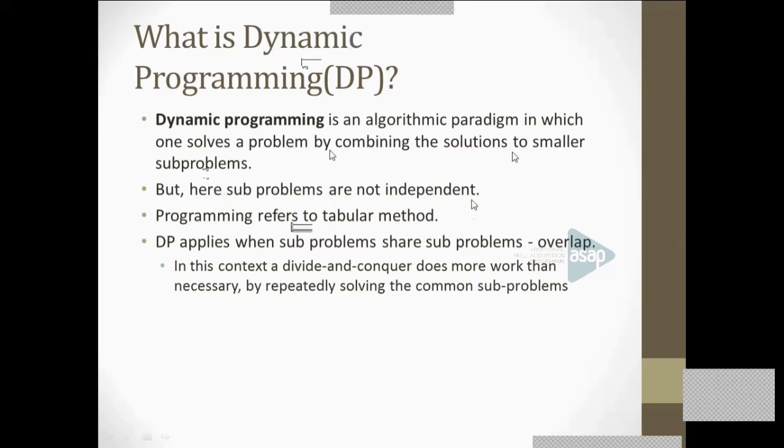Here the subproblems are not independent, whereas in the case of divide and conquer, each subproblem is independent. Here comes the difference. Here the subproblems are not independent and we need to solve each subproblem exactly once. We are never going to solve it repeatedly. If you visualize a tree in your mind, assume that each branch or each node is a subproblem. And if the same subproblem occurs in different branches of the tree, like left and right, then we have to solve that subproblem only once.